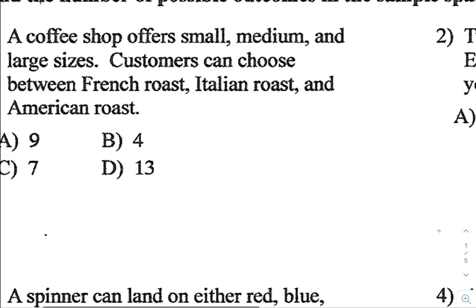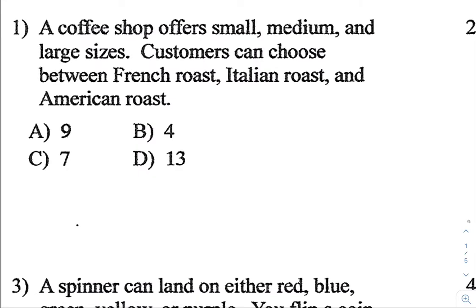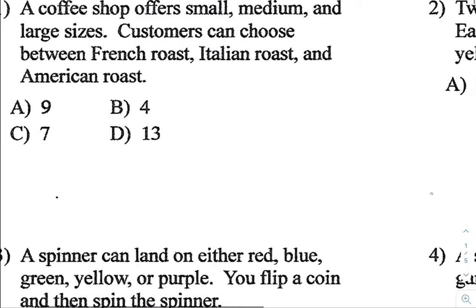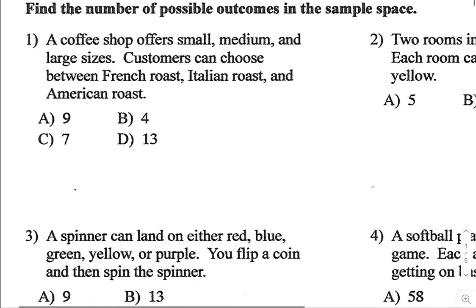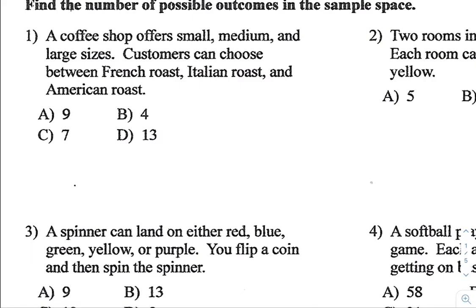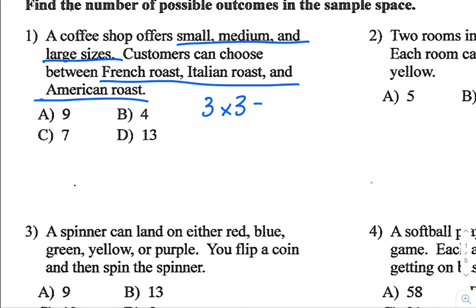So, number one. A coffee shop offers small, medium, and large sizes. Customers can choose between French roast, Italian roast, and American roast. So essentially, guys, this is the counting principle. You count, well, there are three different sizes. So, three. And then the customer can choose between three different roasts. So that'd be 3 times 3. So that's a total of 9 possible outcomes. So that one, you guys, would be A.